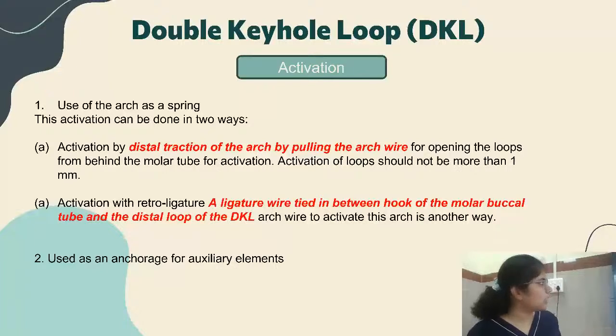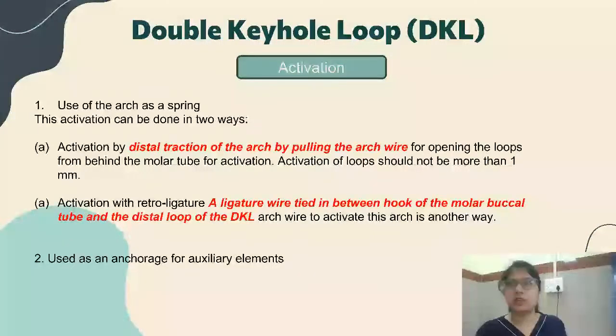This activation can be done in two ways. First is activation by distal traction of the arch, by pulling the arch wire for opening the loops from behind the molar tube for activation. Activation of loops should not be more than 1 mm. Second is activation with retro ligature: a ligature wire tied in between the hook of the molar tube and the distal loop of the DKL.